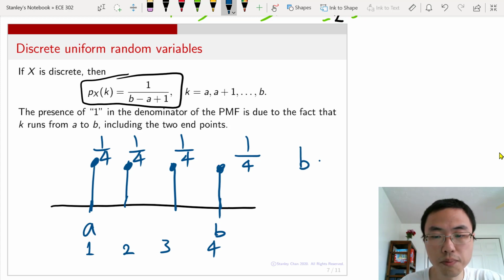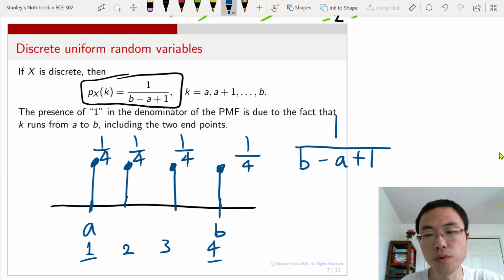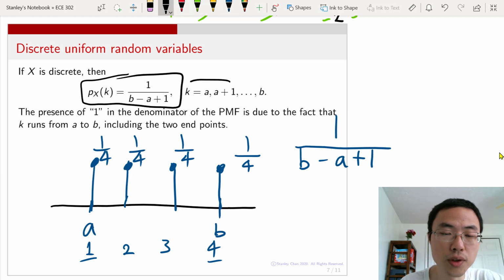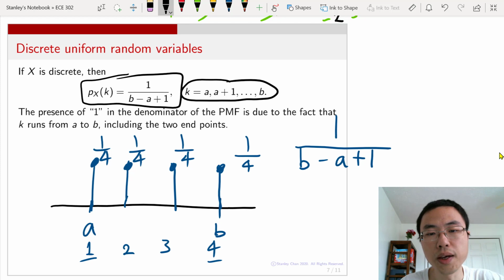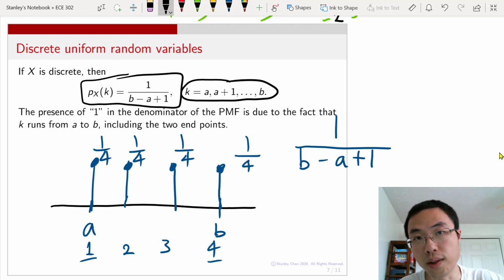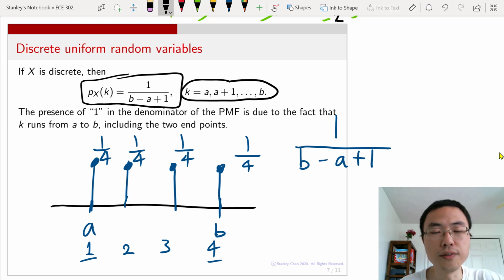Well, it has to be b minus a. But if you just take b minus a, let's say you have 4 and you have 1, 4 minus 1 is only 3. You are missing 1 here, so you need to add 1 more. That would be the number of steps that you have in this uniform PMF, and then the height would be 1 over that. If you're a little bit more careful, you can see that the range of k is going from a plus 1 all the way to b. There are actually b minus a plus 1 elements inside this interval.